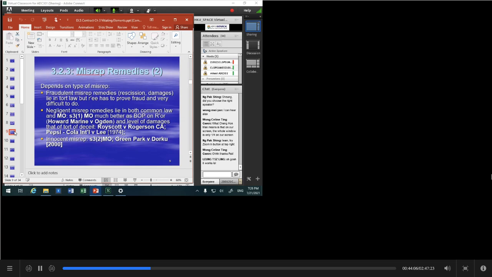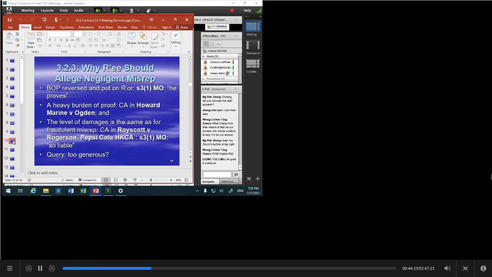However, because of the wording of Section 3 sub 1, and in particular the two words "so liable", which are the second line from the top of page 107, so circle those words, "so liable", and also "he proves". The court is saying that the level of damages for negligent misrep is the same as for fraudulent misrep. And that's the case of Roy Scott and Rogerson in England and the Pepsi Cola case in Hong Kong. Now, for some reason, those two cases are not in your course manual. They should be. Okay.